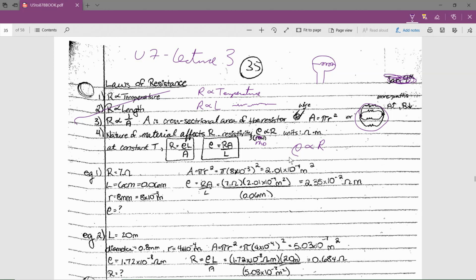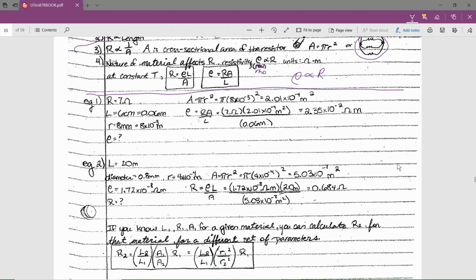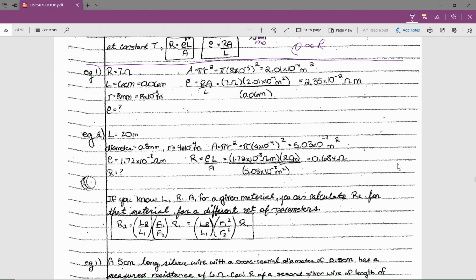So let's see some examples of resistivity, cross-sectional area, and length. The temperature examples we won't do at this time. Okay, they're not necessary for now. So first example, we've got a resistance of 7 ohms and a length of 0.06 meters and a cross-sectional radius of 8 by 10 to minus 3 meters. If you ever see cross-sectional diameter, convert it to radius by dividing by 2 right away.